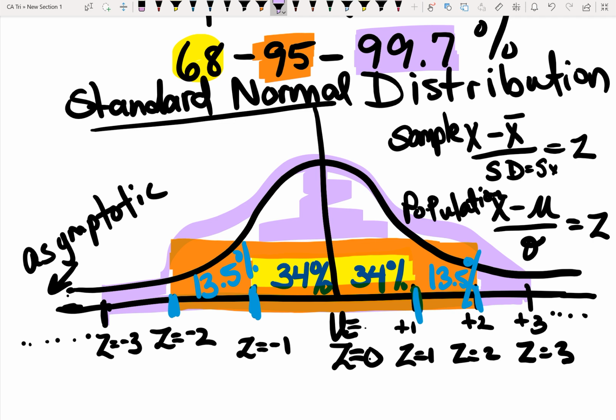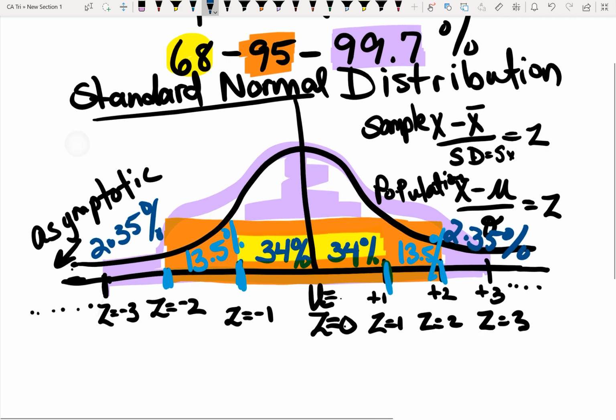Okay? So if I took, again, our 99.7 and took away from it 95%, which we already covered, that leaves us 4.7, which I divide in half, is approximately 2.35% on this side and approximately 2.35% on this side. Okay? So just remember that that's how it works.